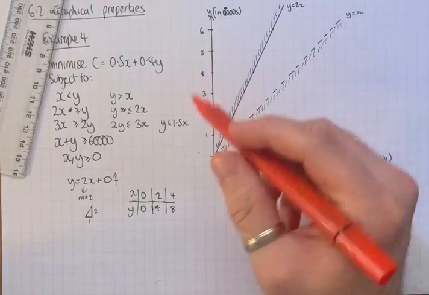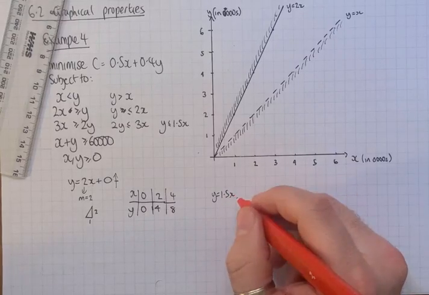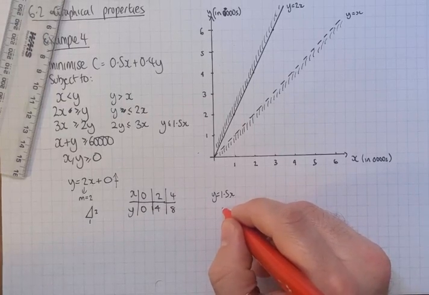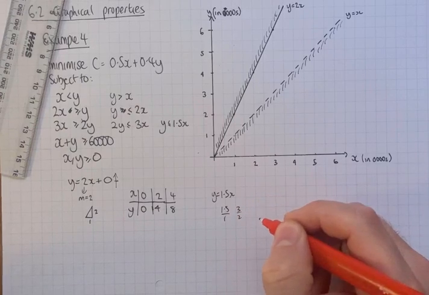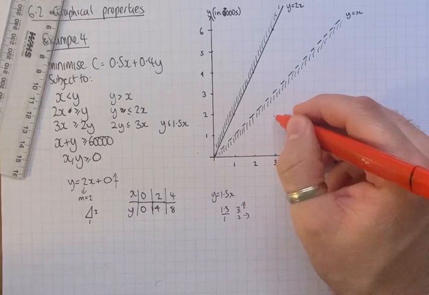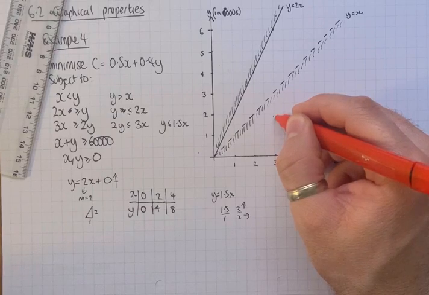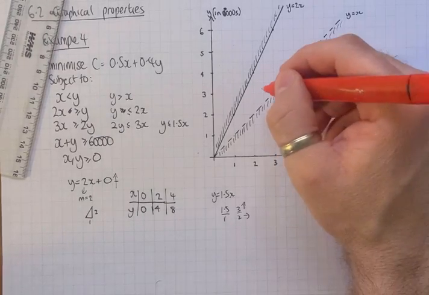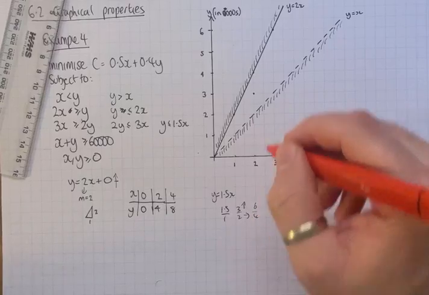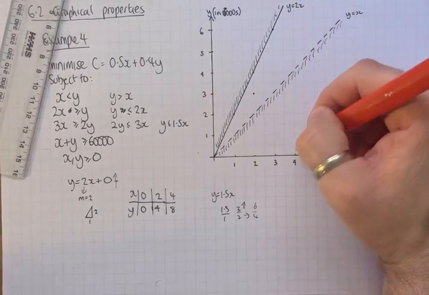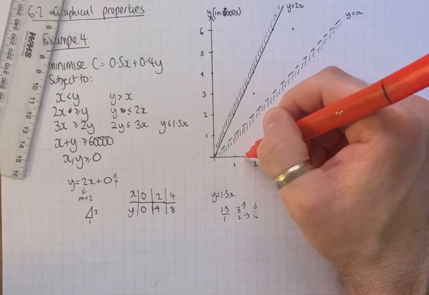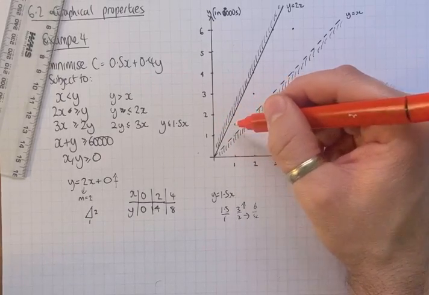Next, y is 1.5x. So that means we're going to go through the origin because plus c is 0, and the gradient's 1.5. So that's 1.5 over 1 or 3 over 2. Up divided by across, we can go 3 across, 2 up. No, sorry, 3 up, 2 across rather. 6 over 4, 4 across, 6 up. Or you could do 1.5 over 1, 1.5 up, 1 across.